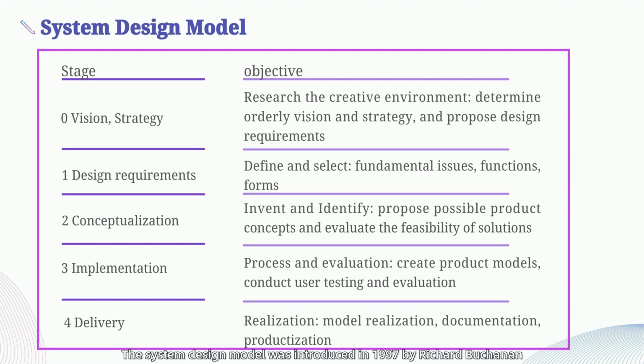The system design model was introduced in 1997 by Richard Buchanan, the former dean of the School of Design at Carnegie Mellon University. This model advocates beginning at the strategic and corporate mission level, collecting design issues, developing concepts, building models, and undergoing iterative process until the product is launched.